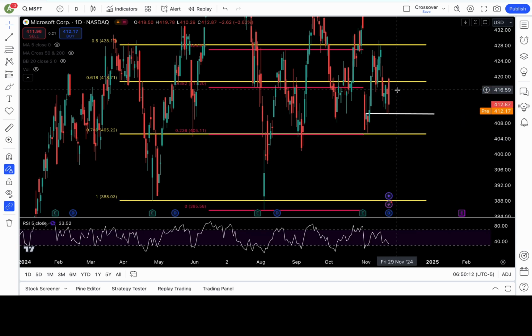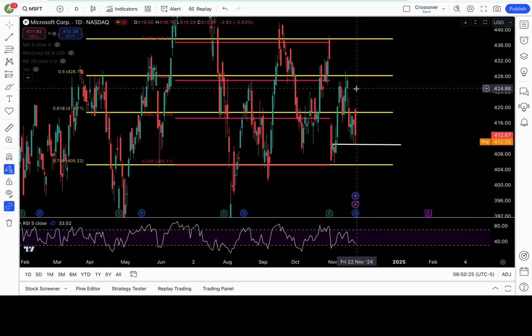If 410.5 defends, need to recapture some lost levels. 414, 415, and 417 must be recaptured to retest 418.7. And 418.7 is the critical fib level that needs to clear to put a bottom in and switch my sentiment back to bullish.